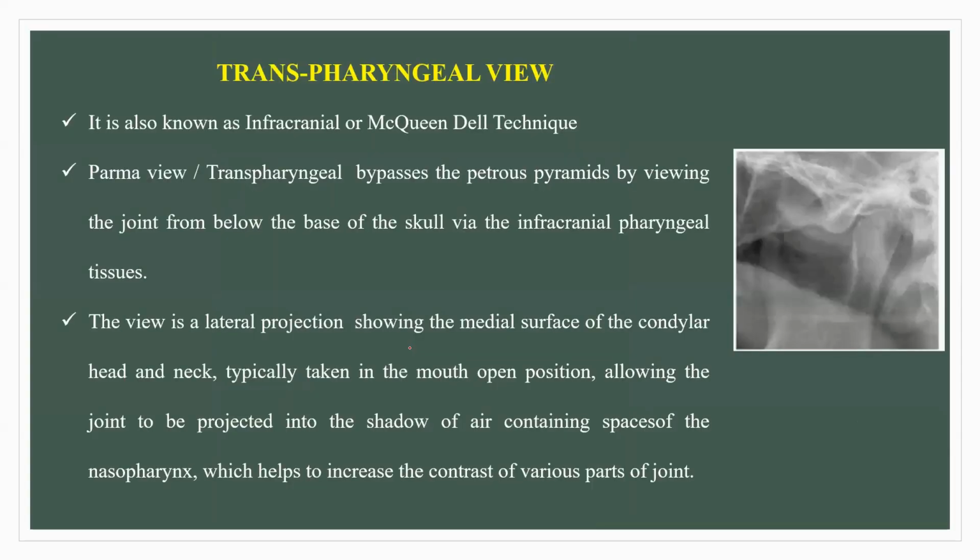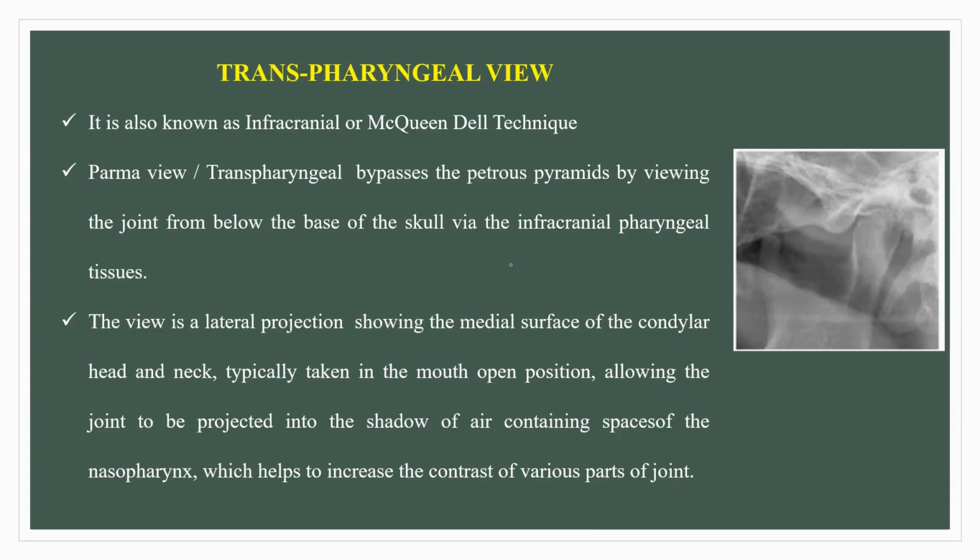Coming to the third projection, that is your transpharyngeal view. It is also known as infracranial or McQueen-Bell technique. So, Parma view or transpharyngeal view. This particular view bypasses the petrous pyramids by viewing the joint from below the base of the skull via the infracranial pharyngeal tissues. We are meant to say that the X-rays are going to bypass the petrous pyramids and viewing the joint from below. So this view is a lateral projection showing the medial surface of the condyle.